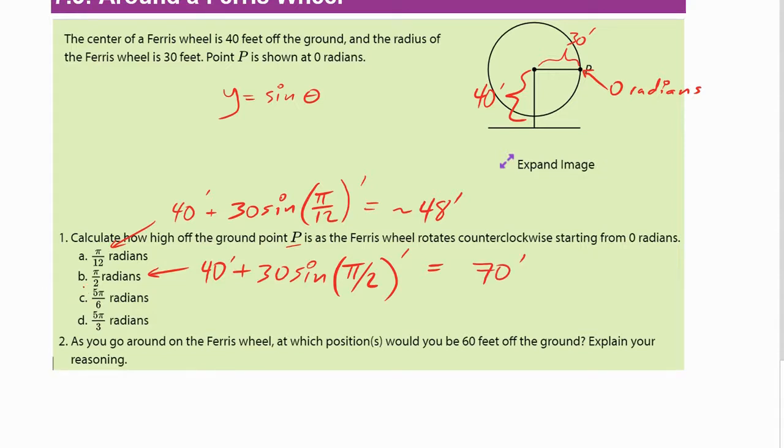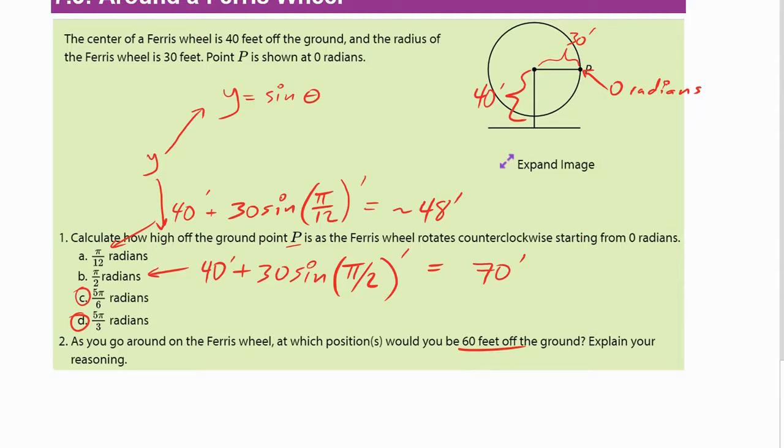I want you to go ahead and try part C and part D. But notice how they're just talking about the height, and that's the y. So they only care about the sine of theta. They don't really necessarily care about to the left or to the right. They're just focused on sine because they're worried about height. Okay. All right. So as you go around on the Ferris wheel, at which possible positions would you be 60 feet off the ground? So there are several positions in which you could be 60 feet off the ground.